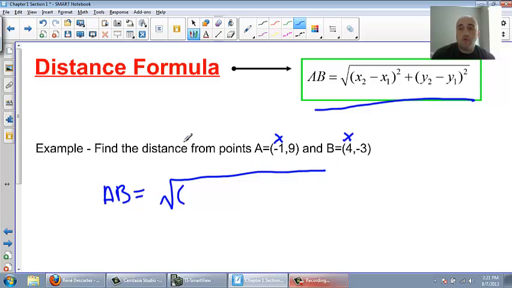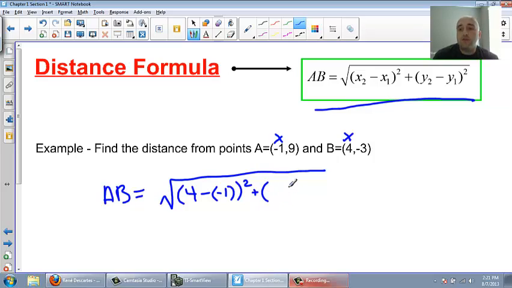It does not matter which one you use first as long as you stay the same. So I'm going to start with our second one since it says x2. So 4 minus x1, which is -1. We have to still keep that -1 there. So I'm going to put parentheses -1, close my parentheses, squared, plus y2.